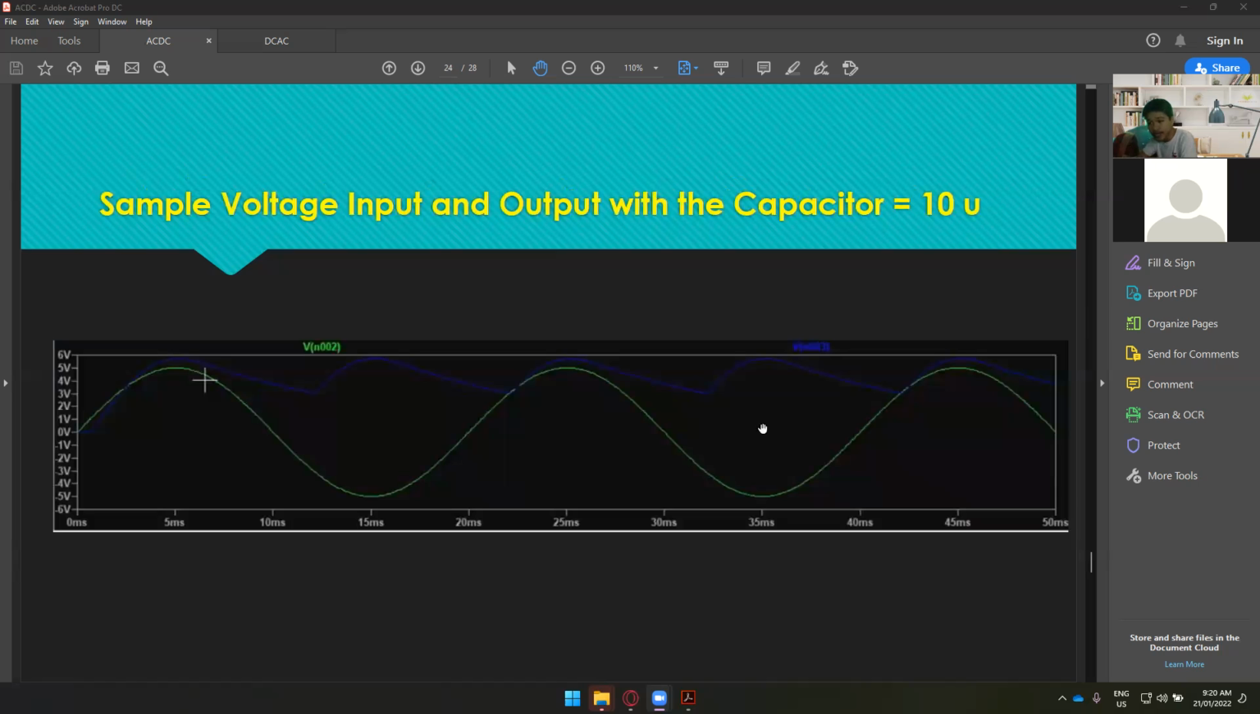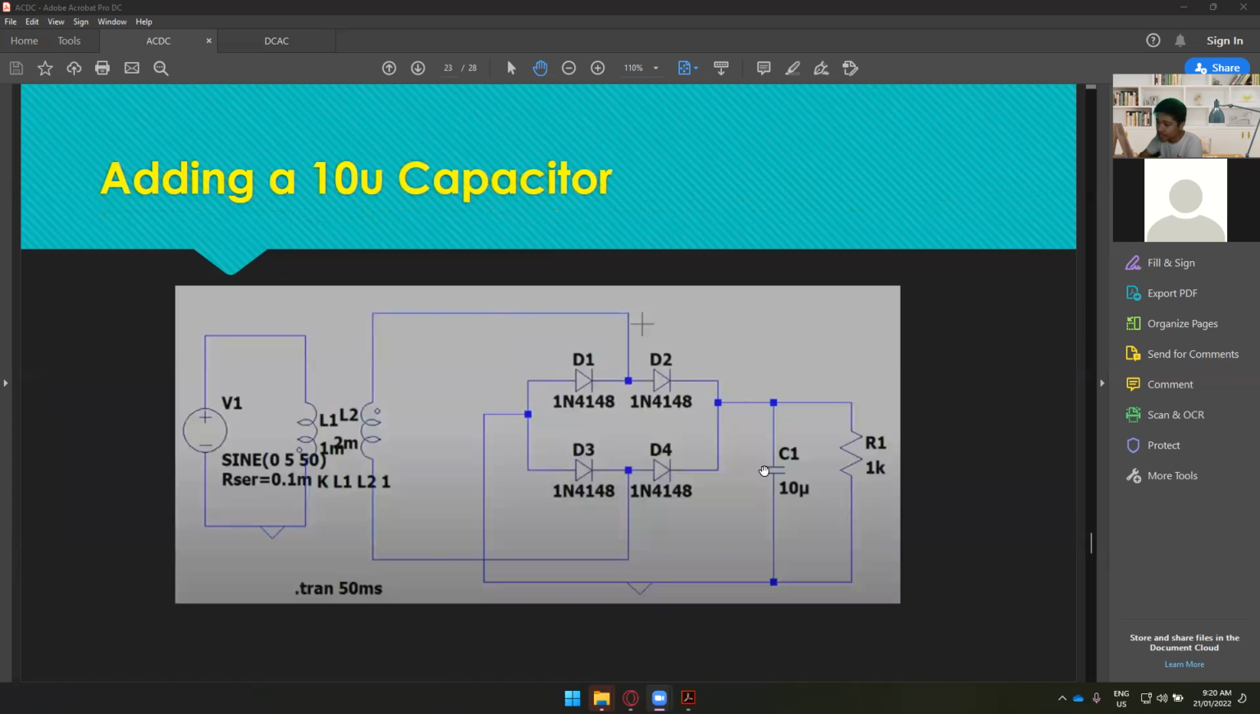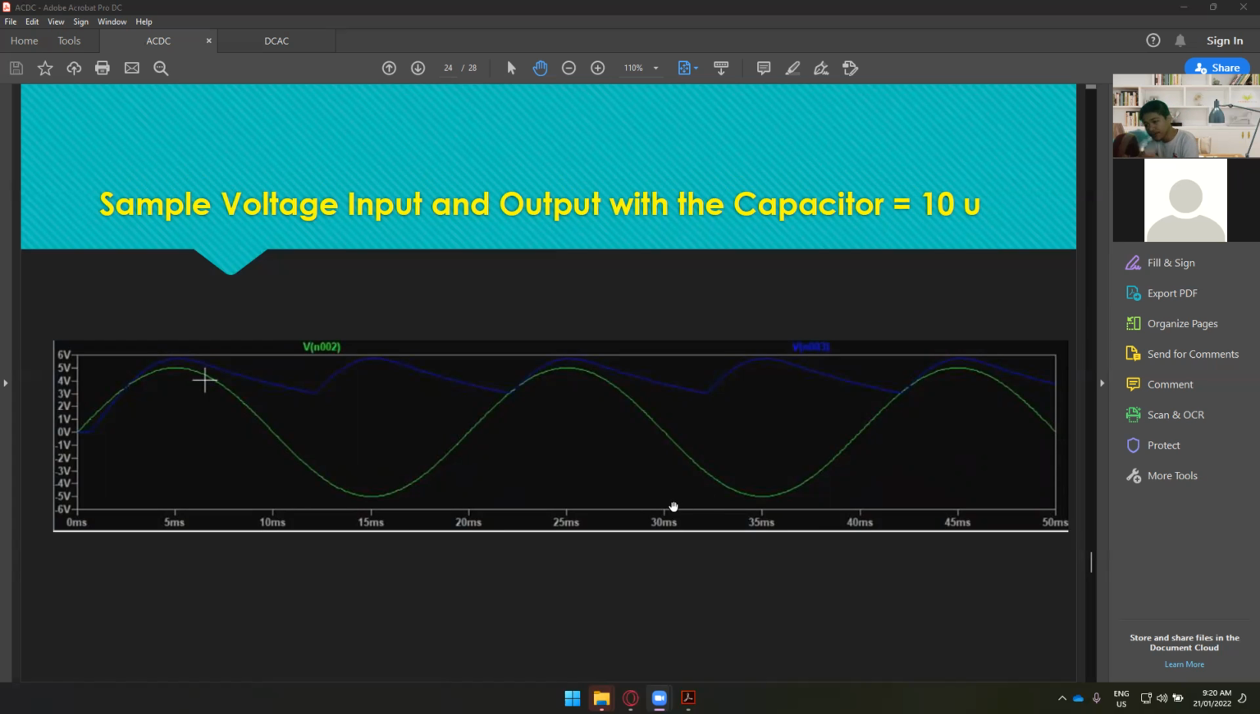So you were able to lessen the ripple voltage as well, just by adding a capacitor. So we could say that a capacitor is like a smoother, to make the output smoother, or more of a pure DC output.